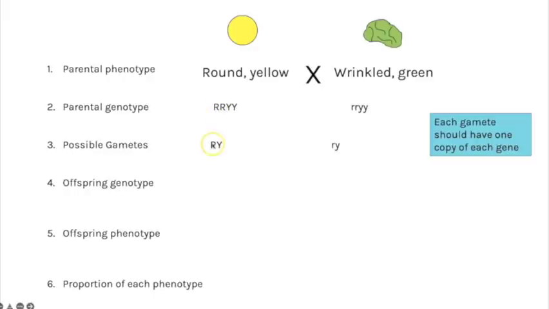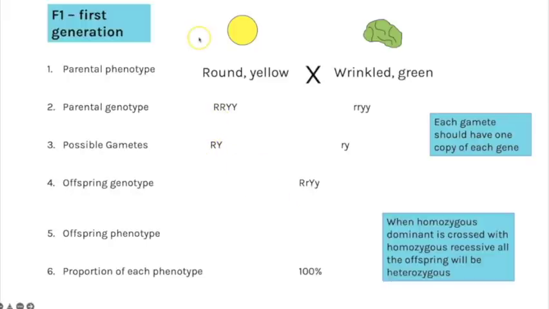So you need 1 of the letter R's for the shape, 1 of the letter Y's for the colour. Now in this instance, that would mean that all of the offspring would be heterozygous, and you'll always see this pattern. When a homozygous dominant parent is reproduced with a homozygous recessive parent, you will always get 100% of the offspring being heterozygous and therefore showing the dominant trait for both of those genes.